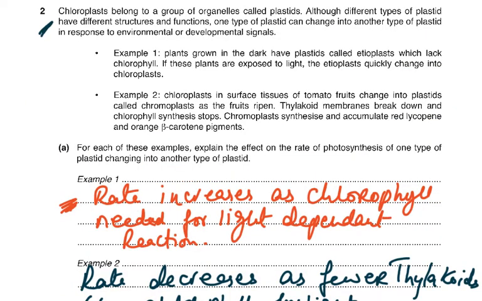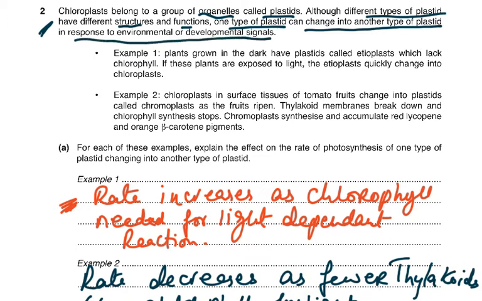Now coming to question number 2, chloroplasts belong to a group of organelles called plastids. Although different types of plastid have different structures and functions, one type of plastid can change into another type of plastid in response to environmental or developmental signals. Example 1. Plants grown in the dark have plastids called etioplasts, which lack chlorophyll. If these plants are exposed to light, the etioplasts quickly change into chloroplasts. So now they will absorb light. Previously in the dark, they had plastids called etioplasts, which did not absorb light.